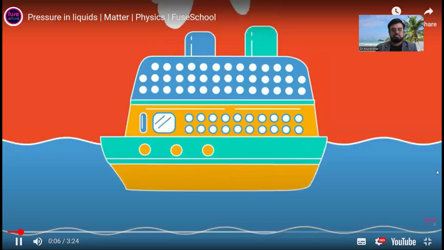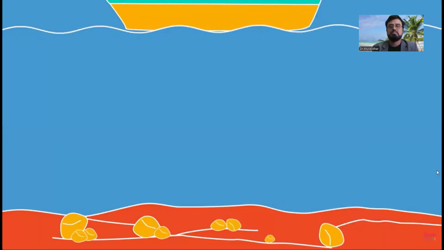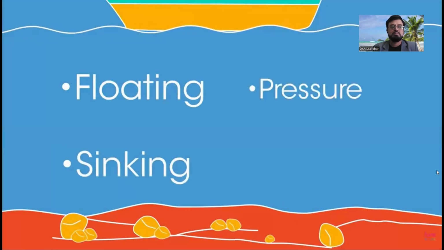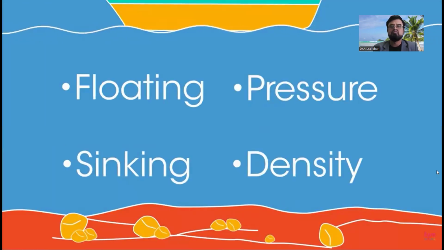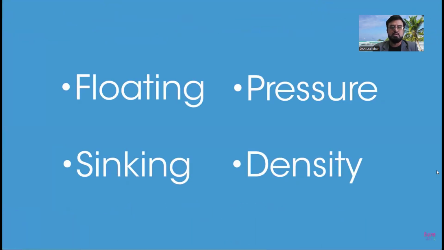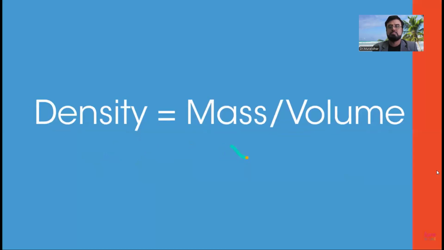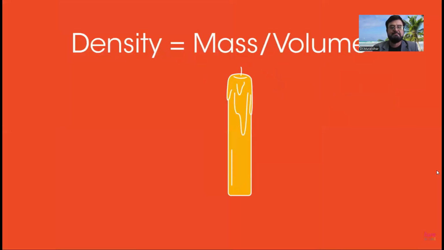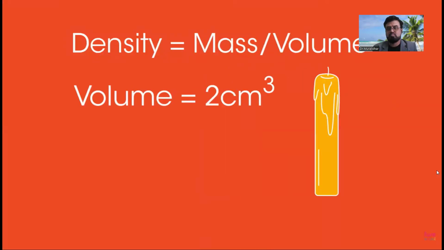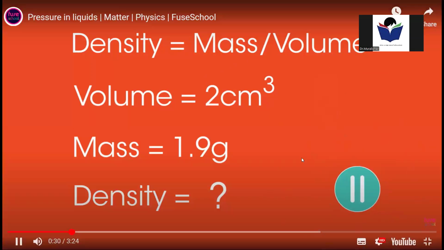Have you ever wondered why a large ship floats but a small pebble sinks? In this video, we'll learn about floating, sinking, pressure, and density. Density is a measure of how heavy something is relative to its size. It can be calculated using this equation. Try calculating the density of a wax candle that has a volume of 2 centimeters cubed and a mass of 1.9 grams. Pause the video to work it out.